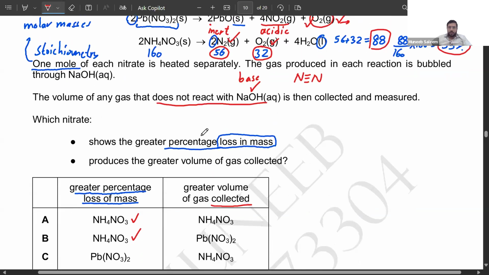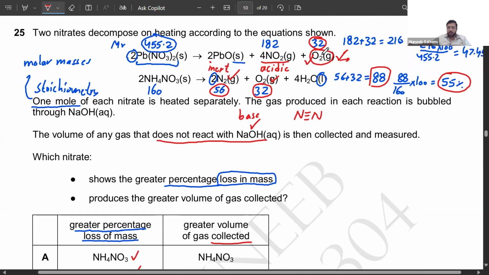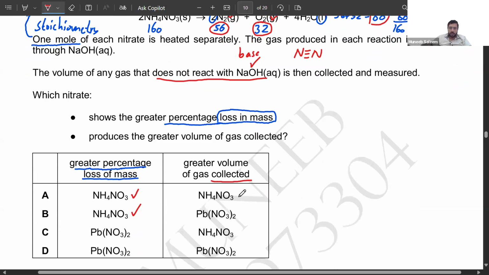The gas in the second case will be greater in volume because there is more mass of the gas collected. It is 88 gram in the second equation and just 32 gram in the first case. So we know that the ammonium nitrate will produce a greater amount of gas collected. Considering that, the only option becomes option A as the correct answer.